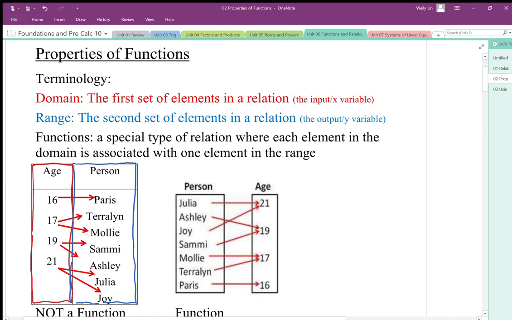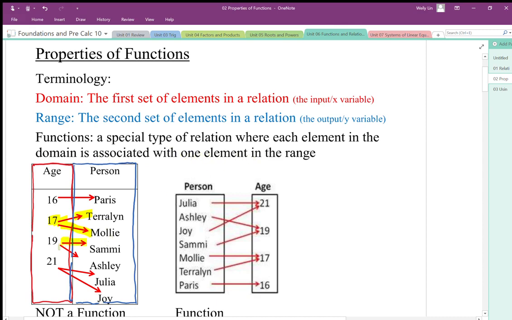Okay? And a function is a special type of relationship. Functions are essentially relations, but there is a slight restriction: a function is a special type of relation where each element in the domain is associated with only one element in the range. So in this case, this domain and range doesn't quite work for a function, because we have the age of 17 relating to two different people. So that doesn't pass this function test where the domain is associated with only one element in the range.